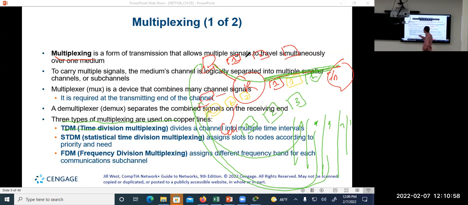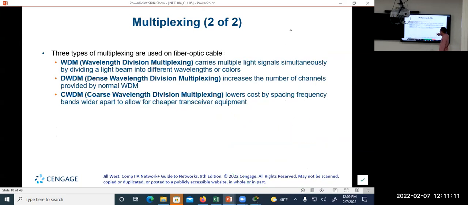You can also break it down by frequency. If you have the high band, you can work with one computer, and the lower band you work with another computer. In the case of the optical cable, they use wavelength division multiplexing, because optical cable works with wavelength, so you can multiplex them together by wavelength.